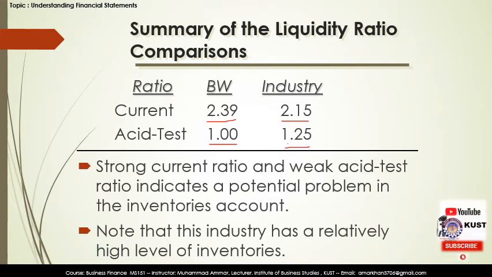So this strong current ratio and weak acid test ratio indicates a potential problem in the inventories account. Good. So note that this industry has a relatively high level of inventories. This shows that, right?